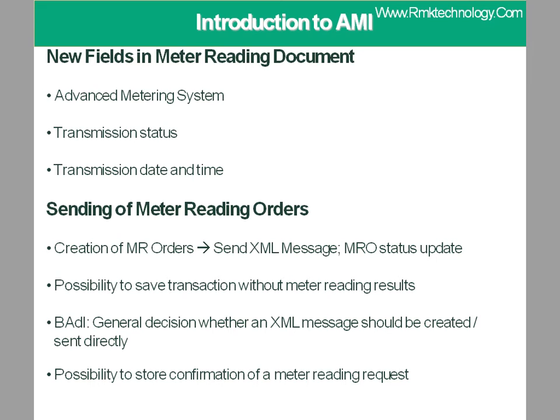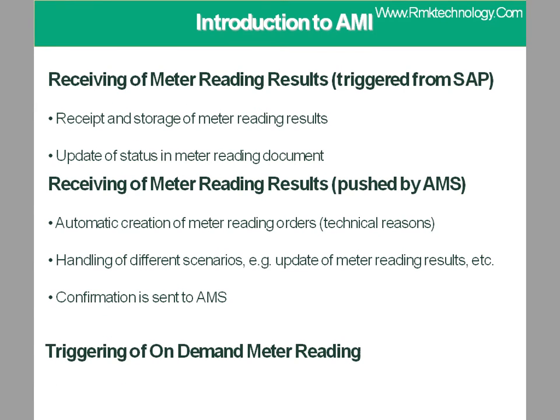MRD has new values like advanced metering system, transmission status and transmission date and time. The process of meter reading order creation can be summarized as follows. Creation of MR order. Send XML message. MRO status is updated. Trigger for meter reading result can be from SAP or from AMS system. The subsequent procedures for SAP and AMS are different.